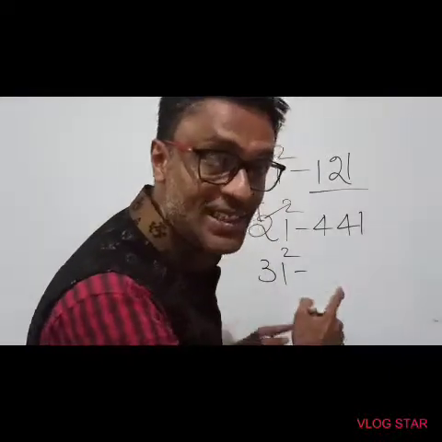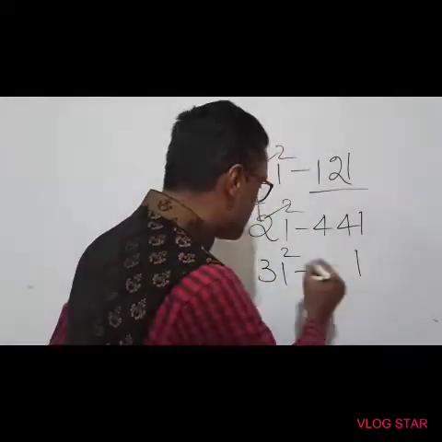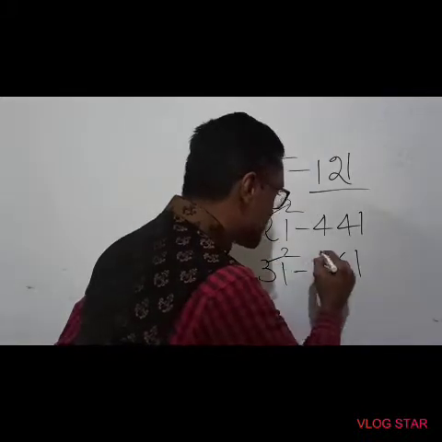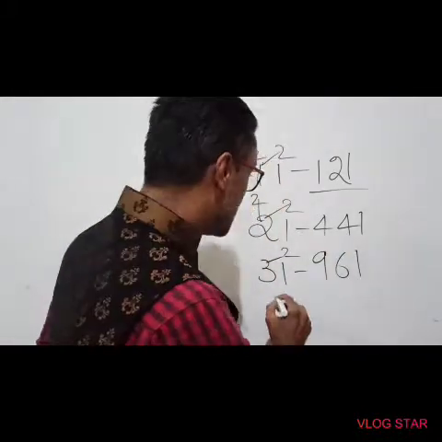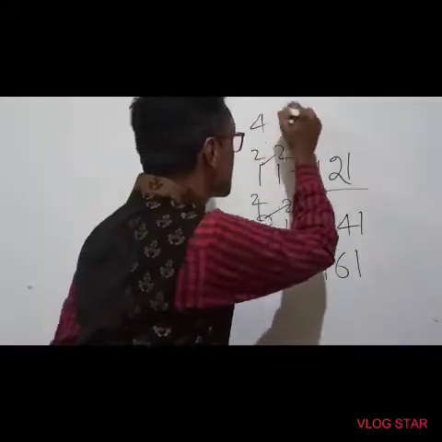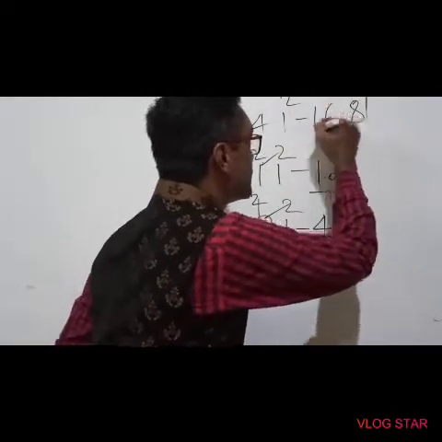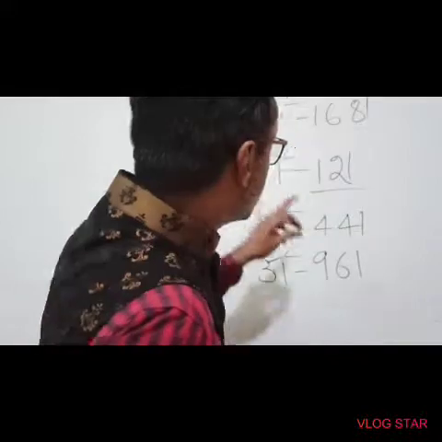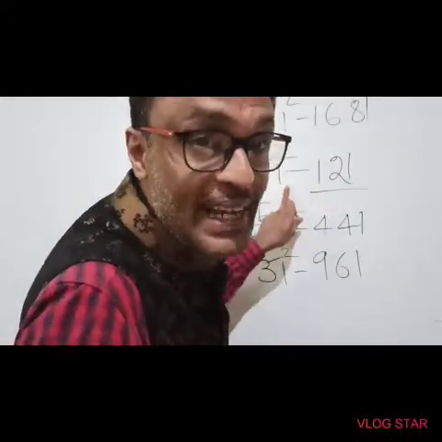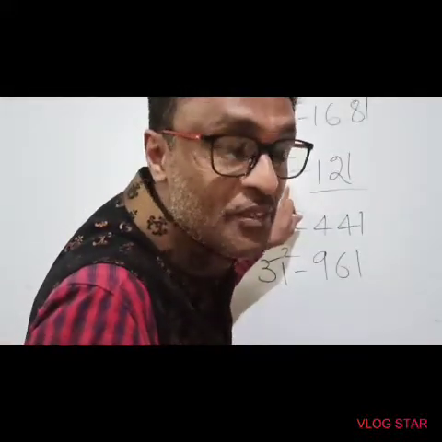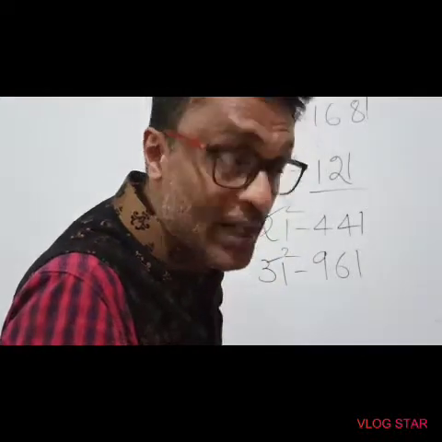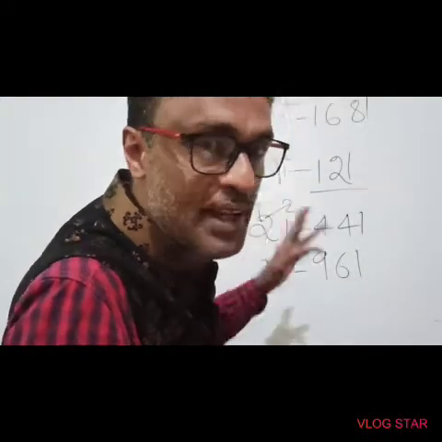Now we can do this easily in 2 seconds. 1 square is 1, 3 2s are 6, 3 square is 9. If you want 41 square, 1 square is 1, 4 2s are 8, 4 4s are 16. So easy. This is how a number behaves if it ends with 1. Fine? I'll show you even one more trick, one more easy method.